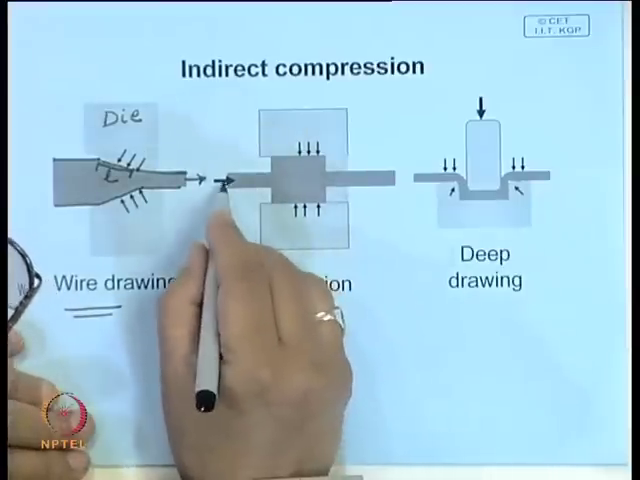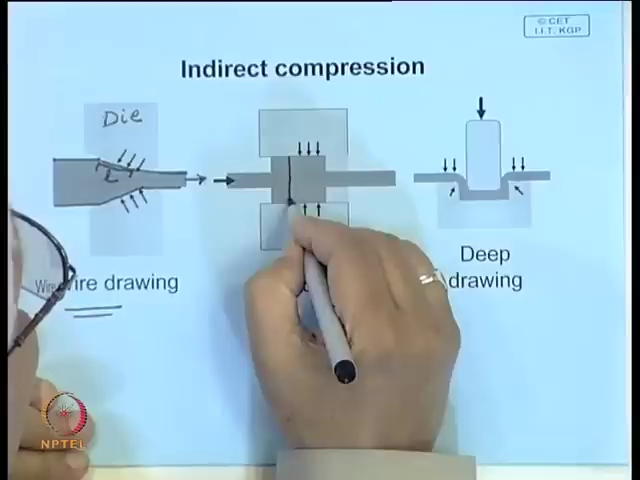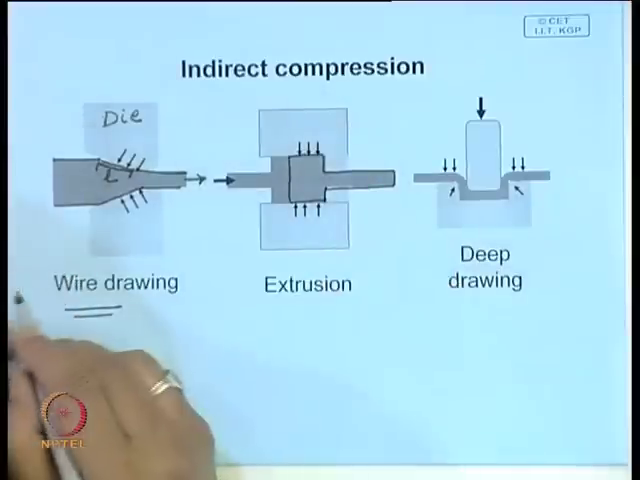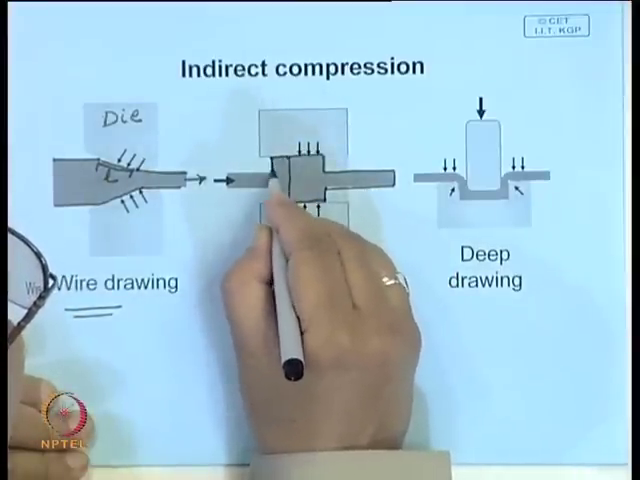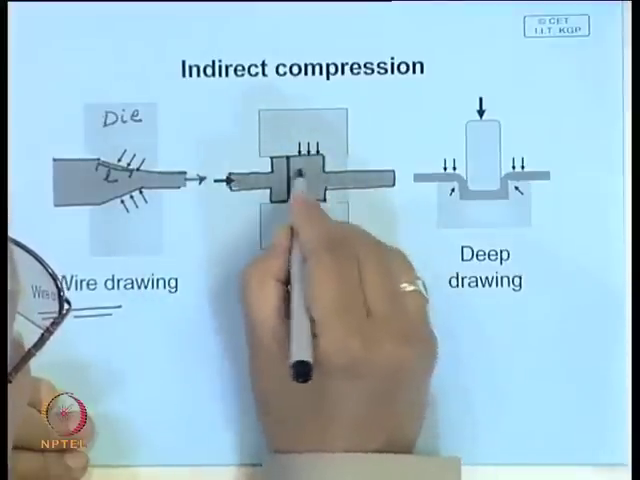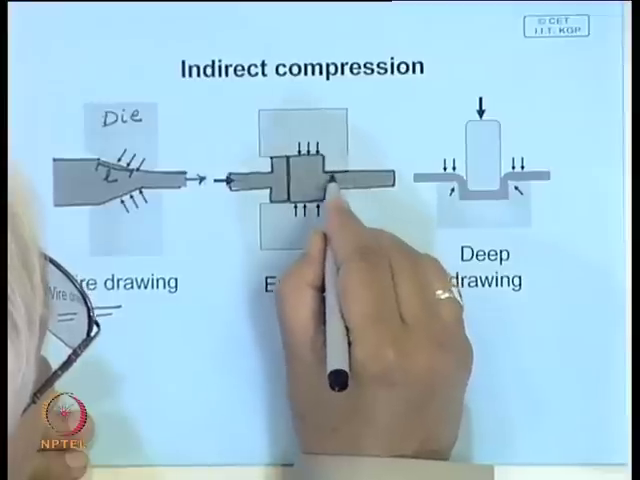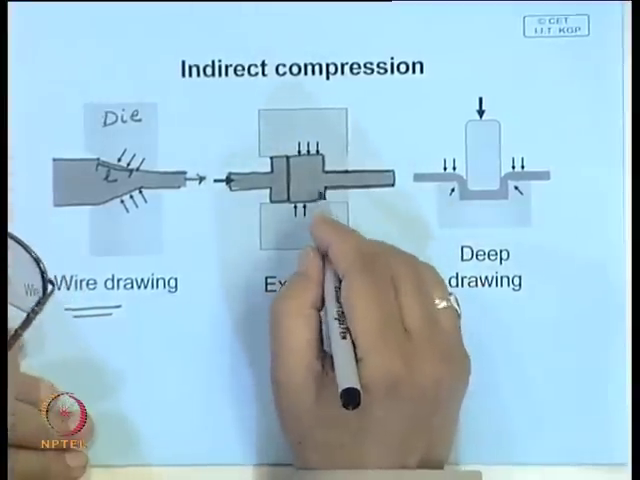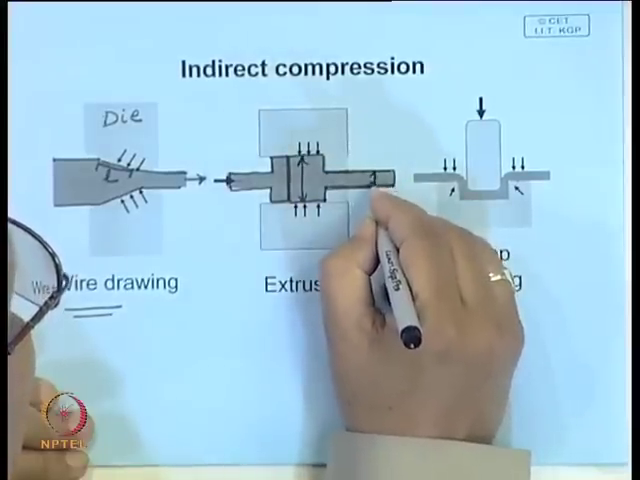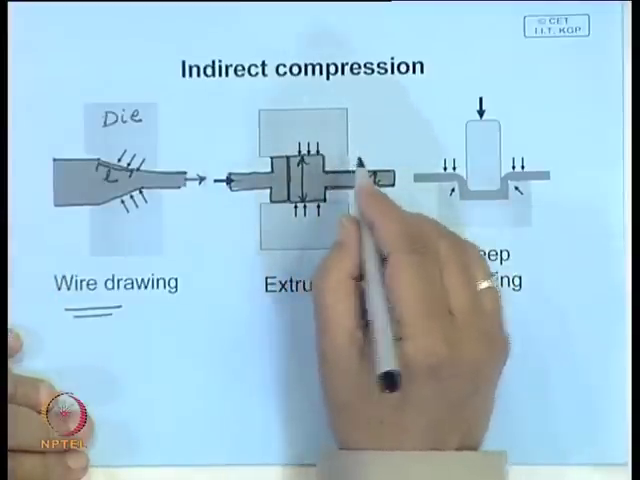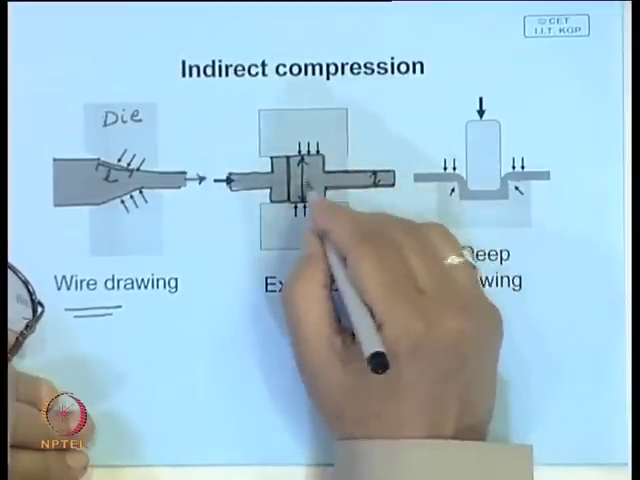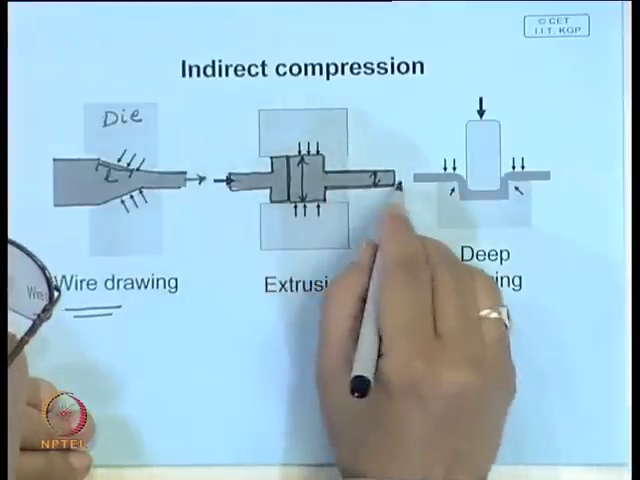Similarly, in case of extrusion, you are applying compression here. This is the job, and this part is the mandrel through which you are pushing the job, and then there is a hole here, through which the product comes out. So you have a deformation here, with one dimension here and another dimension there. Suppose this is your initial diameter and this is the final diameter. The ratio will give you the reduction that you are getting.